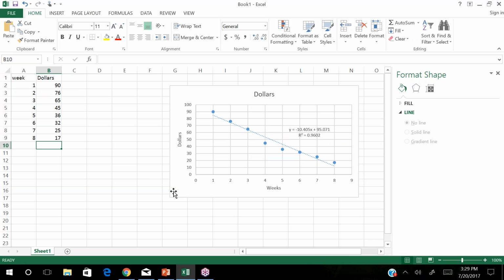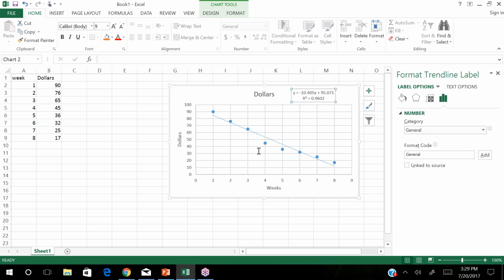Yeah, the more I learn about Excel, the more I like it. Right? When you know how to use it, it is fabulous. It is fabulous.